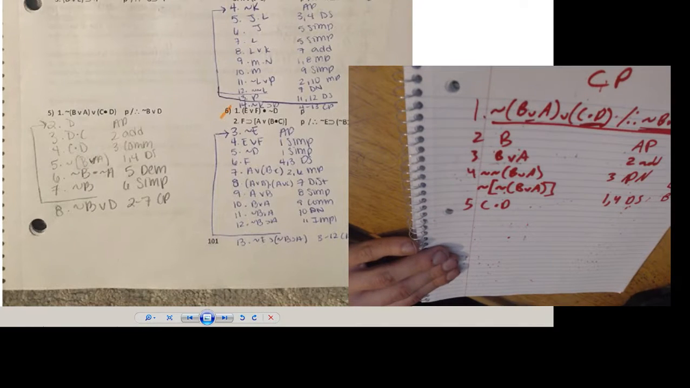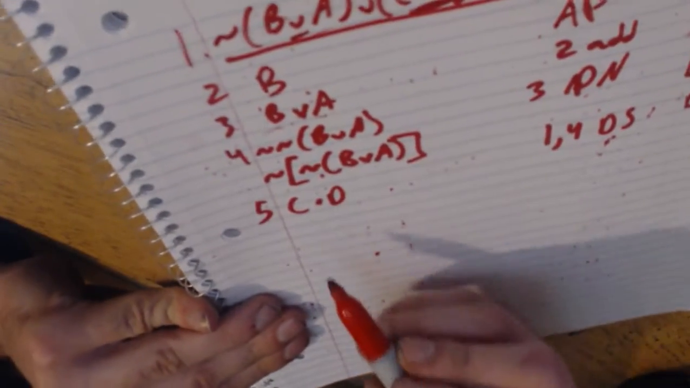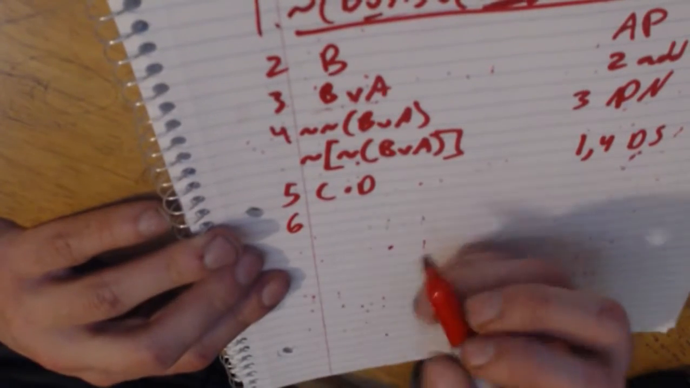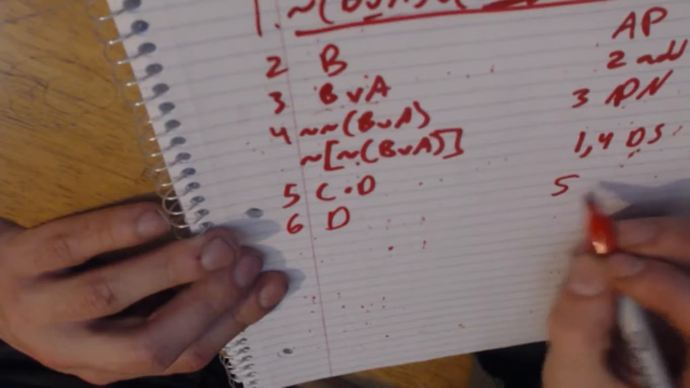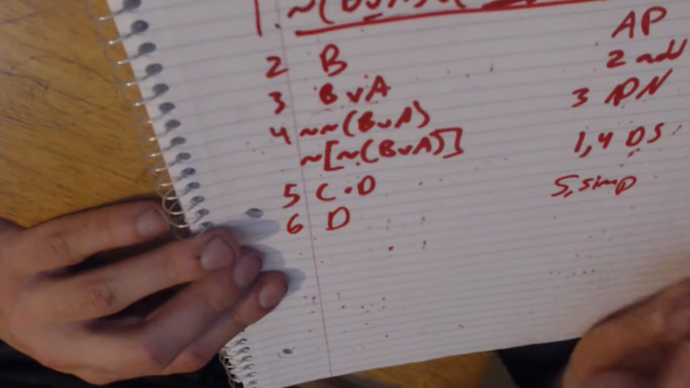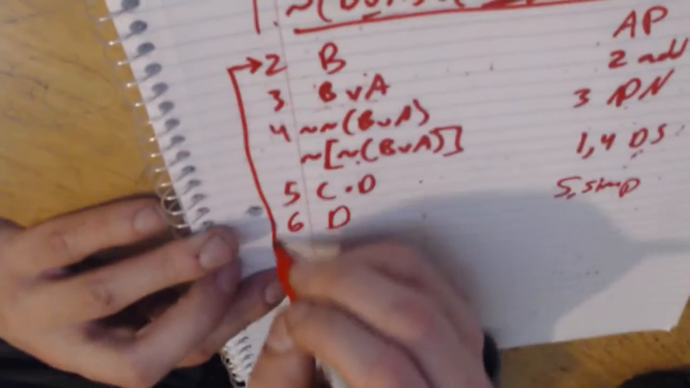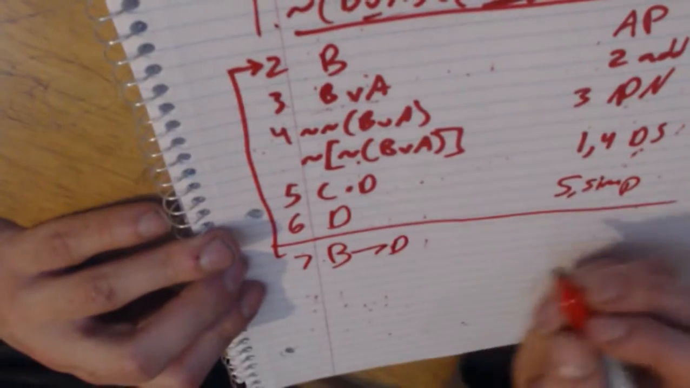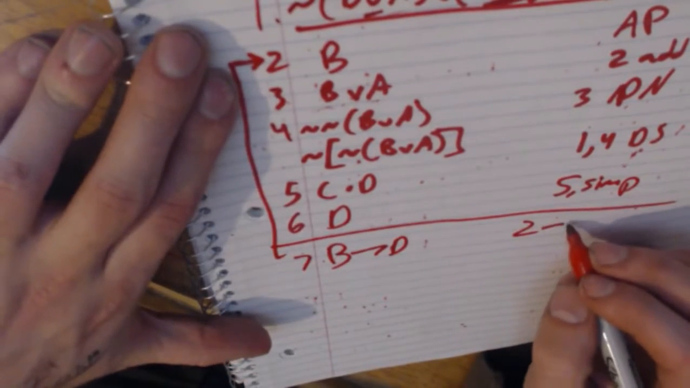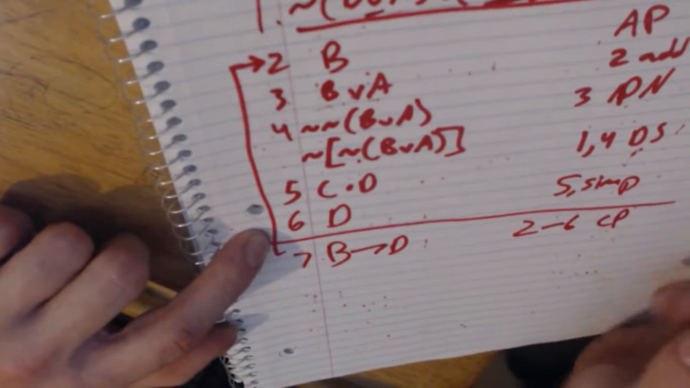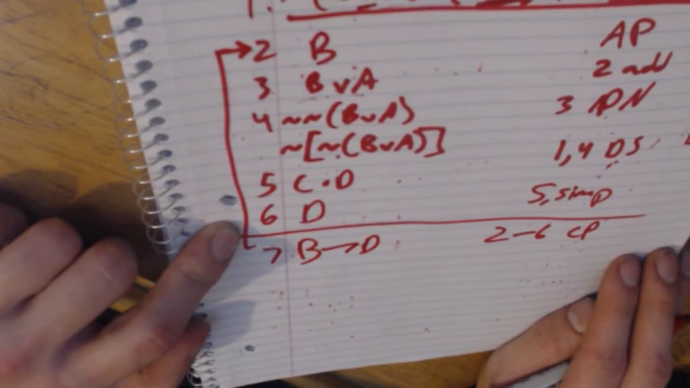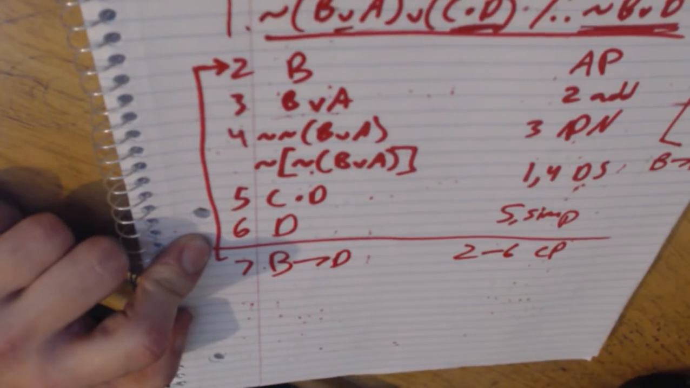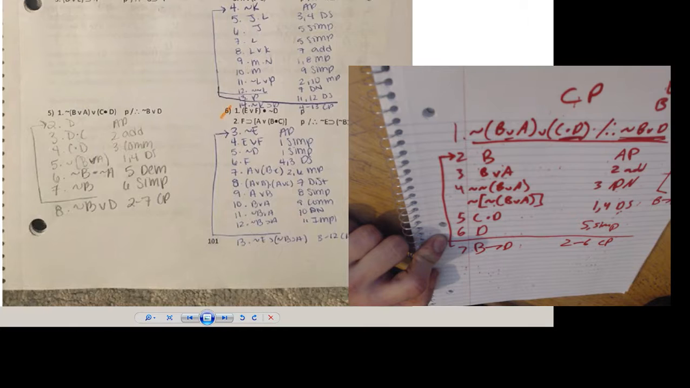So let's go back to how we were doing it down here. So we got C and D now. Okay. Now all we have to do is simplify this down to D. 5, simp. Draw a little arrow. 7, if B, then D by lines 2 through 6, CP. But our work's not done. And if we go back and look at yours, you stopped right there. Lines 2 through 6.